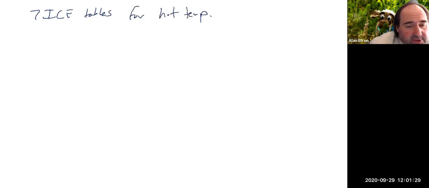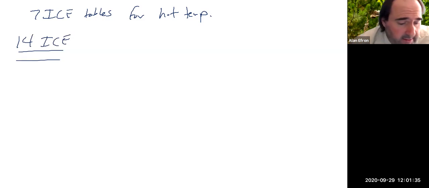So in case you're keeping track, that's like 14 ICE tables if you did them all by hand, which you absolutely could do if you wanted to. I'm not sure I would want to do them all by hand, but if you do, you could absolutely do it that way. But you can use Excel to help you do that.